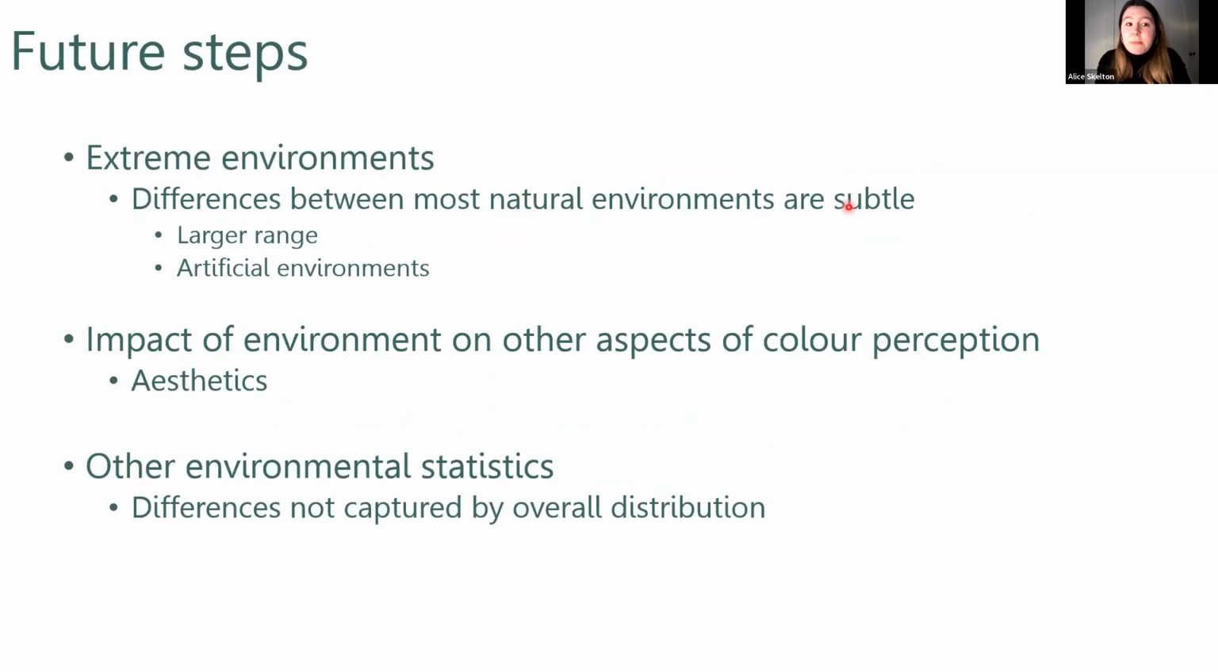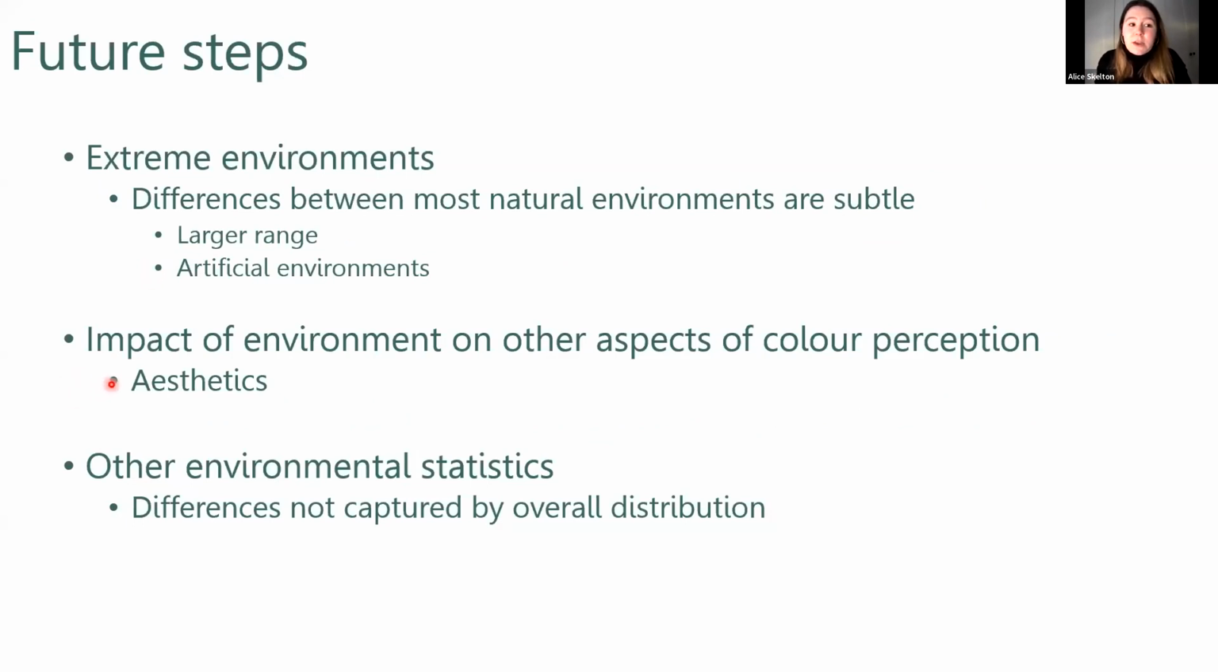Well, as I just said, it might be that the differences between most natural environments are actually very subtle. There might not be a very big difference between them, but it'd be worth looking at a wider range of environments and trying to find extreme natural environments to see if there's a big difference that is then reflected in perceptual discrimination. Another alternative would be to make use of the artificial environments which exist. So for example, people who live on submarines for 6 months have a very particular chromatic makeup to their world that they might tune into.